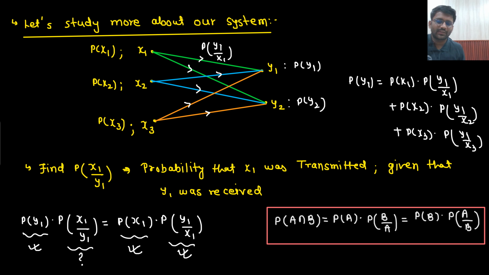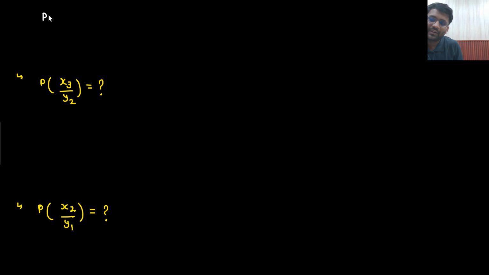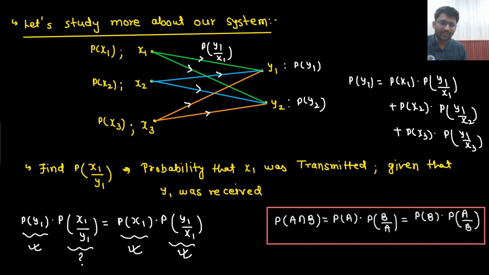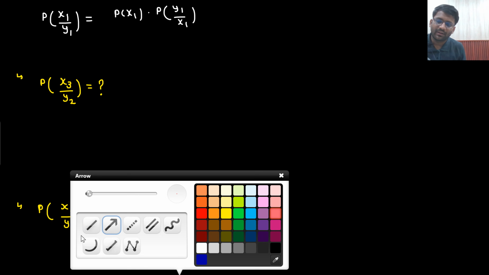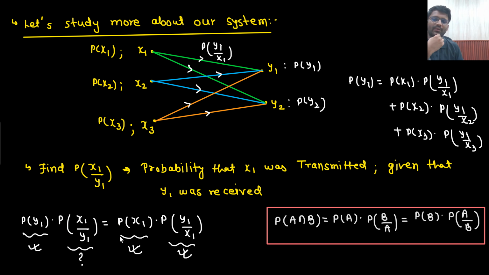Let's do one thing. Let's keep them a bit downward. I am just writing down what the probability of x1 by y1 is. So eventually you are not going to remember this formula. You are going to derive it in this way. Not derivation, you are going to write it down in this way. Probability of x1 multiplied by the probability of receiving y1 given that x1 was sent, divided by the probability of y1, right? This is what you are going to see.